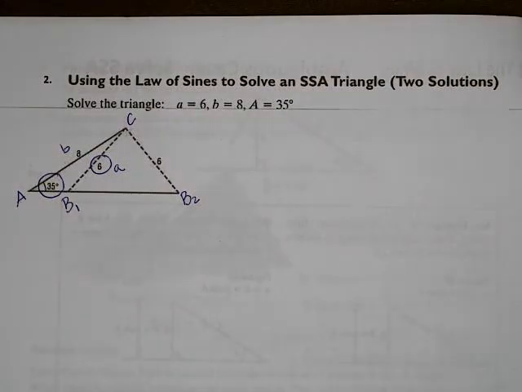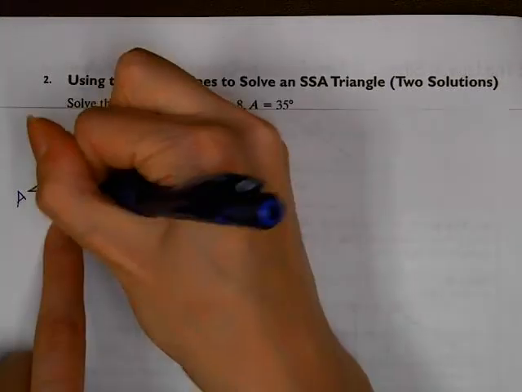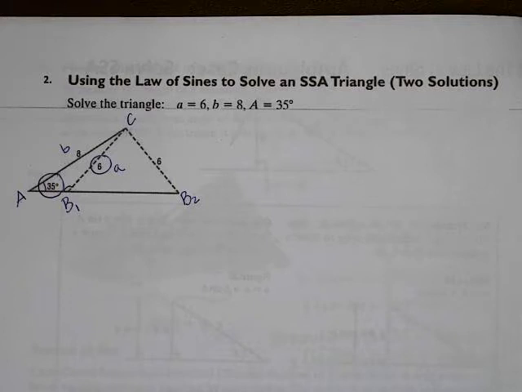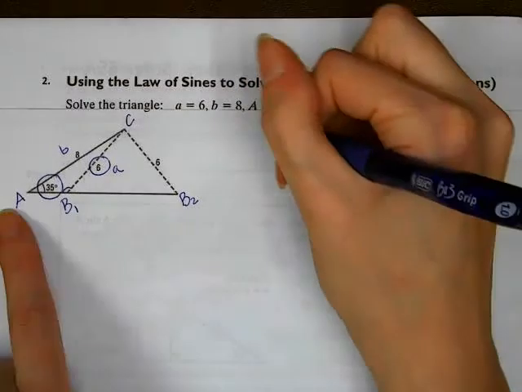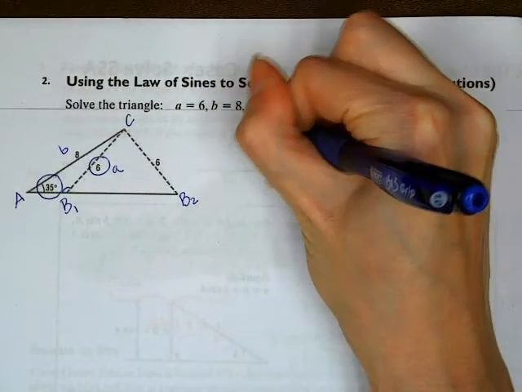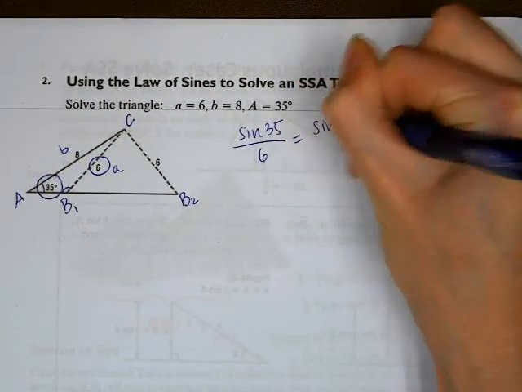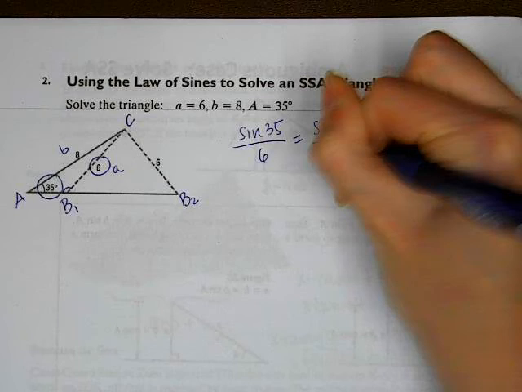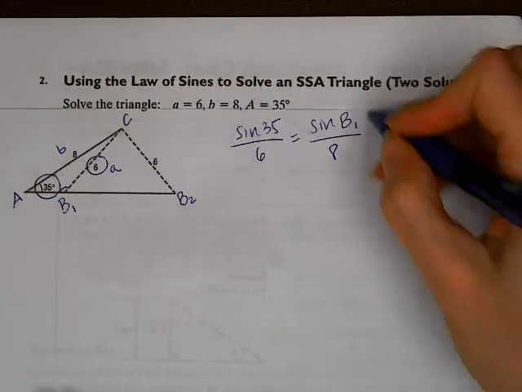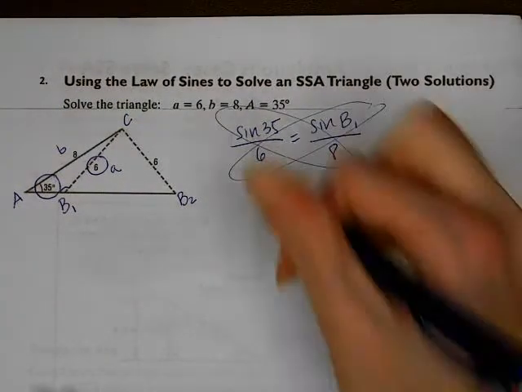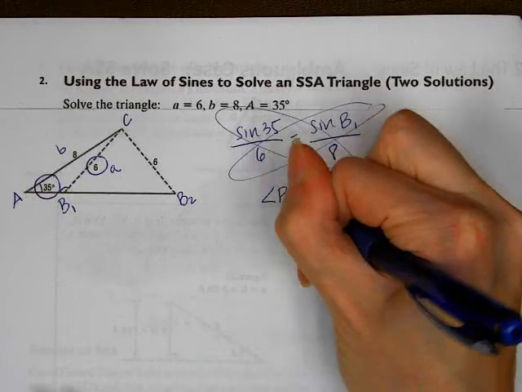Okay, so let's start by finding angle B1. Let's see if we want to find that first. So we'll do law of sines with the A's. Sine 35 over 6 equals sine of B1 over 8. All right, and we'll cross multiply and try to find angle B1.